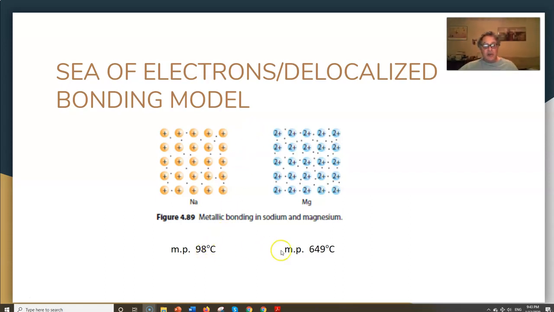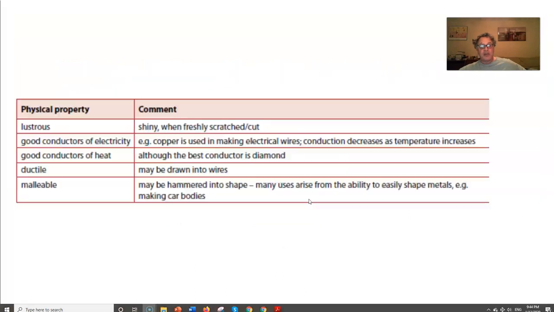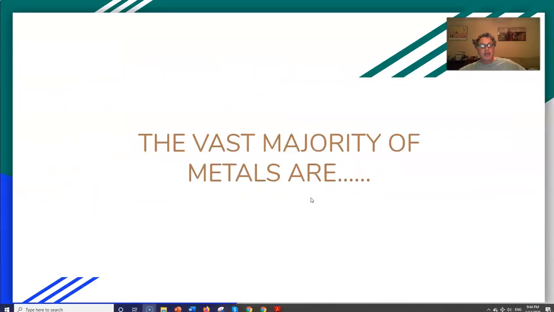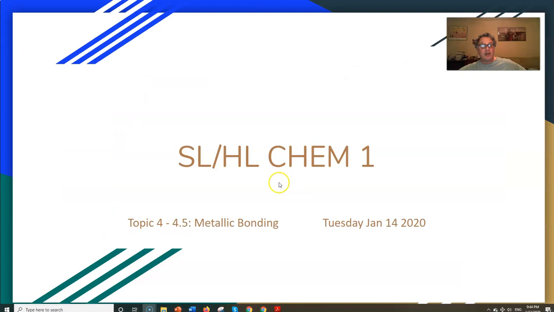Now let's look at these two different melting points, and your homework assignment is to come up with as many reasons as you can why sodium has a melting point which is so much lower than magnesium. Magnesium is right next door to sodium in the periodic table. Periodic table all the way back here.